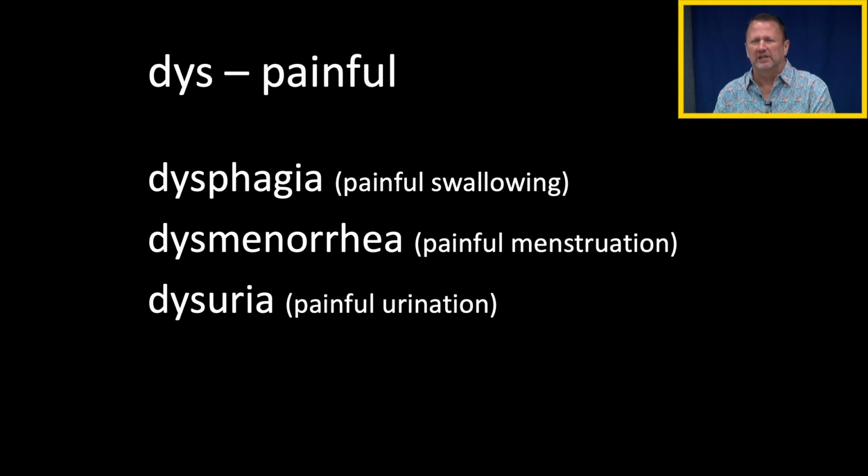Phage, as in to eat, phagia, P-H-A-G-I-A. That's different than phasia, which is P-H-A-S-I-A, which has to do with speech. So P-H-A-G-I-A is swallowing, P-H-A-S-I-A is speech. So dysphagia is painful swallowing, but dysphasia is not painful speech. Dysmenorrhea means painful menstruation. Dysuria means painful urination. All right, so be careful with this dys word. It just means something abnormal, something's not right.